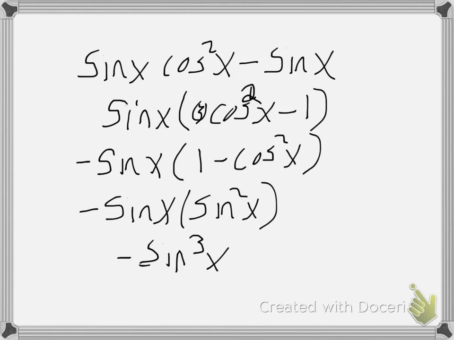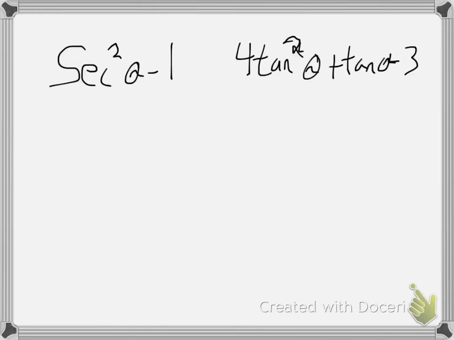So those are the types of things that we're going to be doing, simplifying expressions. Now, we also have to do something like factoring these expressions. These two poorly written expressions say secant squared of theta minus 1 and 4 tangent squared of theta plus tangent theta minus 3. This is a minus right here, sorry.